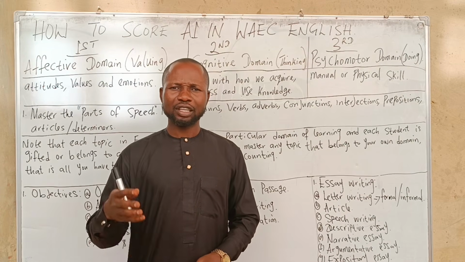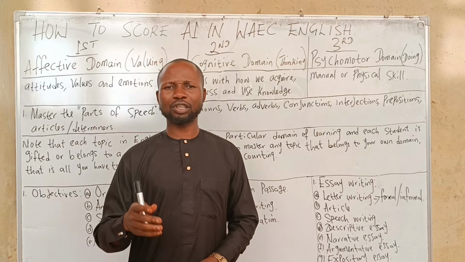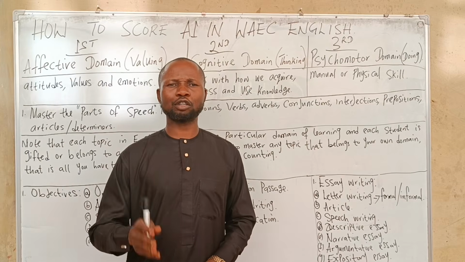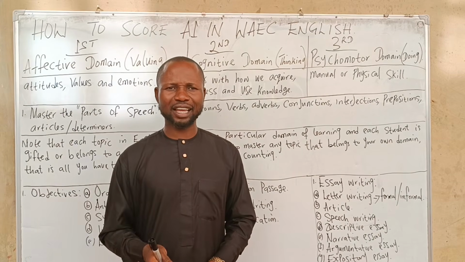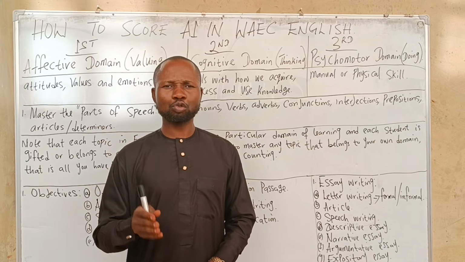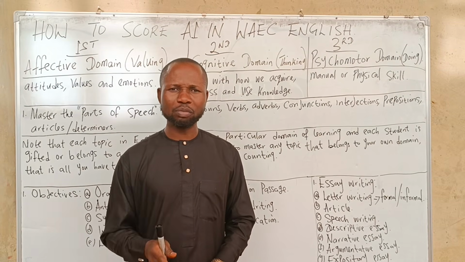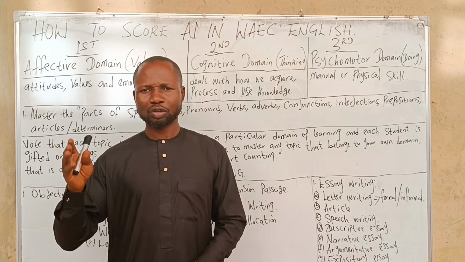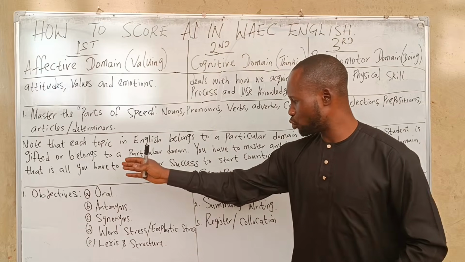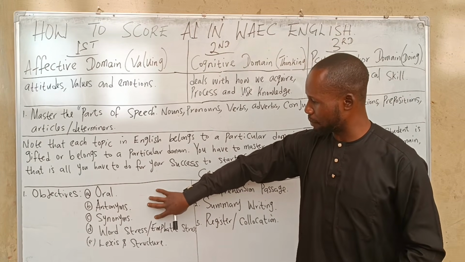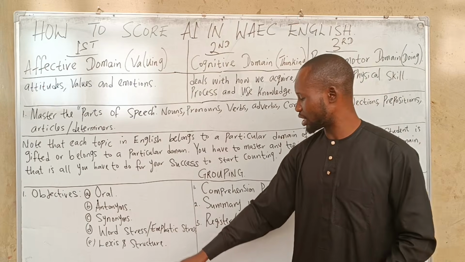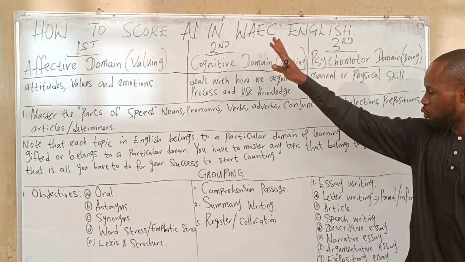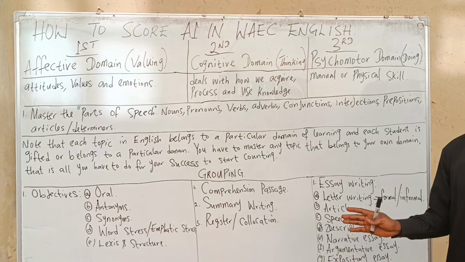So thank you. Here comes the end of this teaching. In order to recap the objective of this teaching, it is all about how to score A1 in WAEC English. And you need to know the type of domain that you belong to. If you belong to affective domain, choose questions under it or the way I have grouped it. Affective domain is all about objective. Work hard on this area. And if it belongs to cognitive domain, these are questions that come under cognitive domain. Work hard here and do little here, you are going to get your A1.